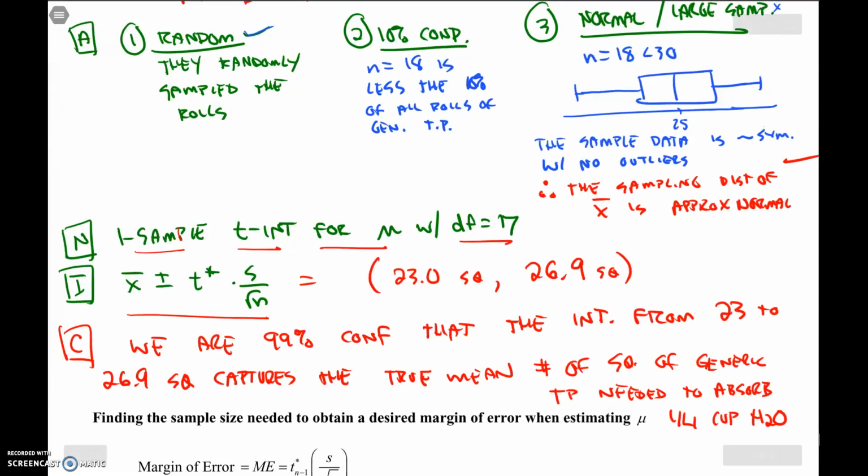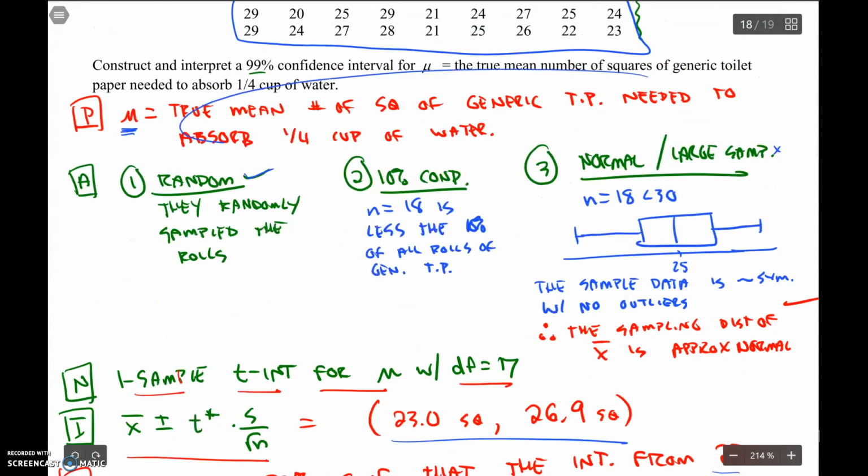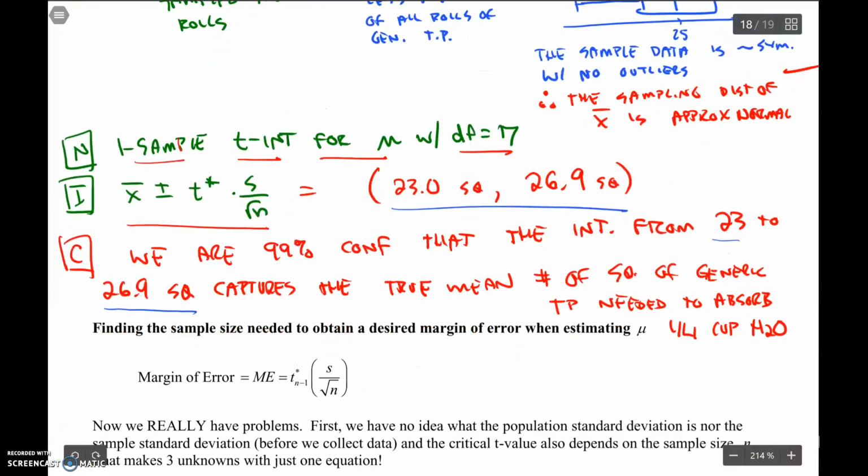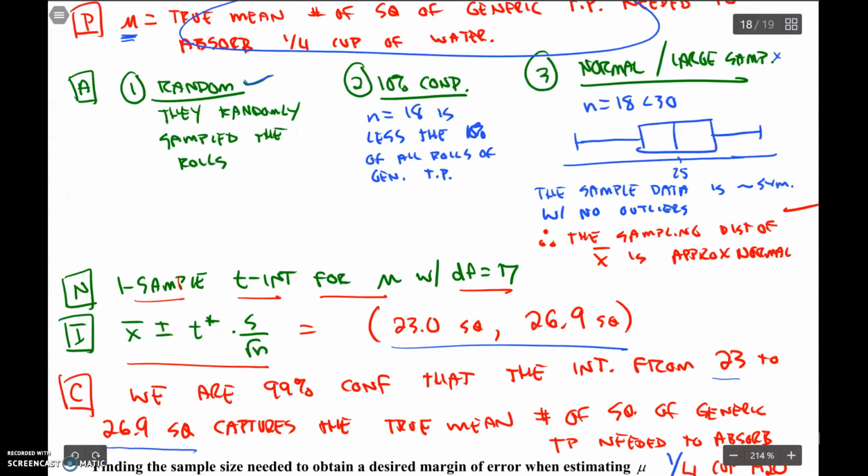So now our conclusion. We are 99% confident that the interval from 23 to 26.9 squares captures the true mean number of squares of generic toilet paper needed to absorb a quarter cup of H2O. Okay, watch out for this check. People lose so many points on it.